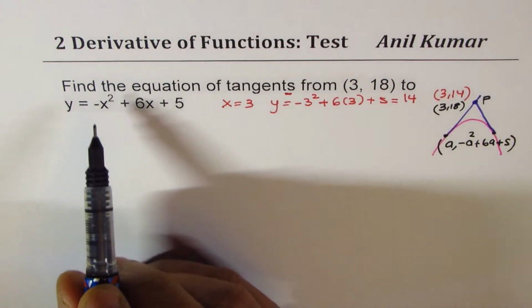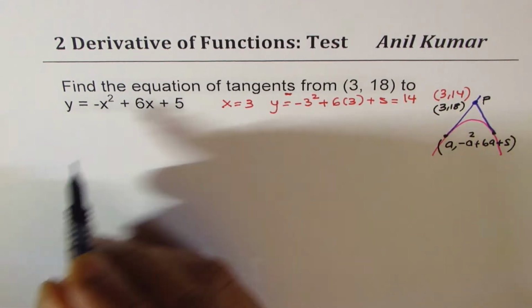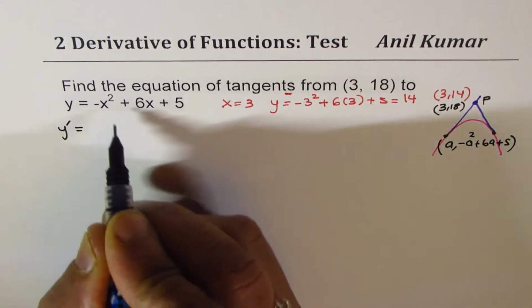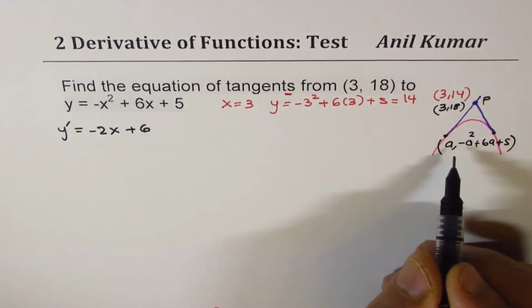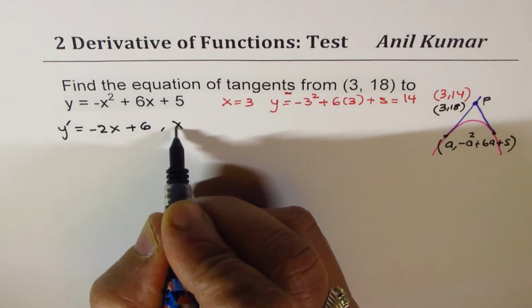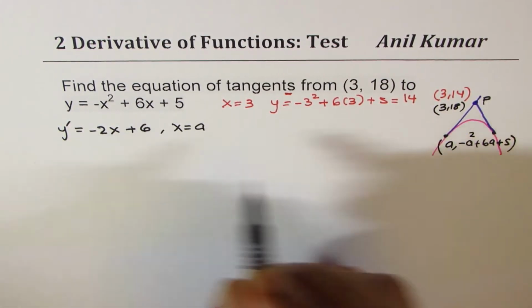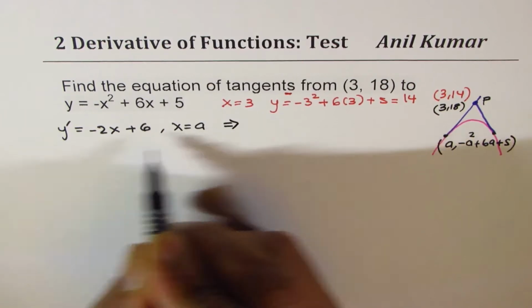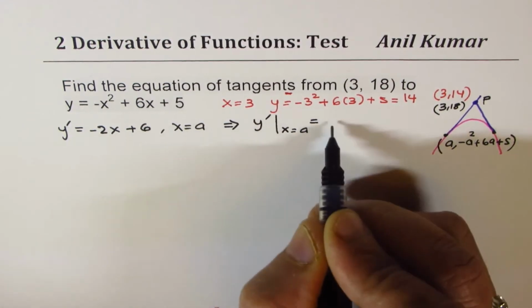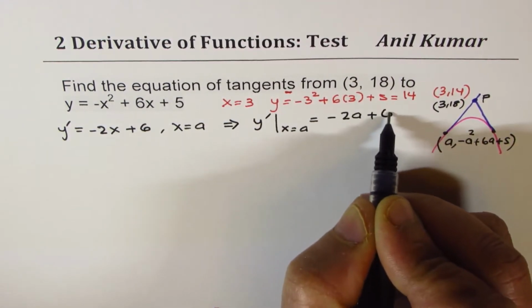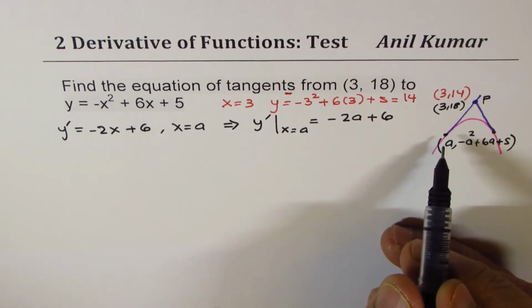Now the strategy here is, we are given the equation of the function, which is a parabola. Let's find the derivative. So the derivative of this function is minus 2x plus 6. Now at x equals a, the derivative, y dash at x equals a, is going to be minus 2a plus 6, correct? That is one thing. So the derivative basically is the slope of the tangent line.